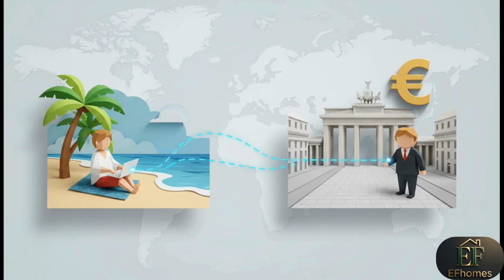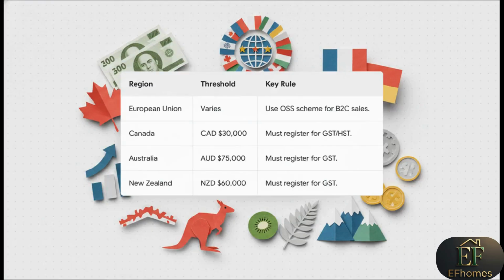So it doesn't matter if you're working from a beach in Thailand. If your client is in Germany, you have to play by Germany's VAT rules. And as you can see here, a lot of places have specific sales thresholds you need to watch out for. Take Canada, for example. The moment you sell more than 30,000 Canadian dollars worth of services to customers in Canada, you have to register for and start collecting GST/HST. The European Union has a pretty slick system called the One-Stop Shop, or OSS, which basically lets you file one single return for all your sales across the entire EU.